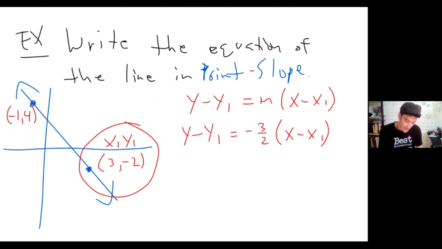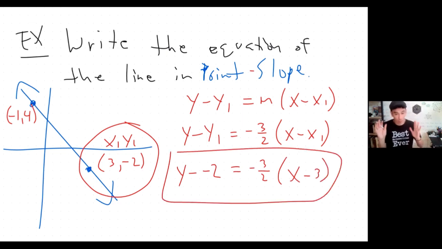This would become y minus -2 equals -3/2 times x minus 3. And you know what? You're done with this example because the goal was point slope. That's point slope. Move on to the next question.